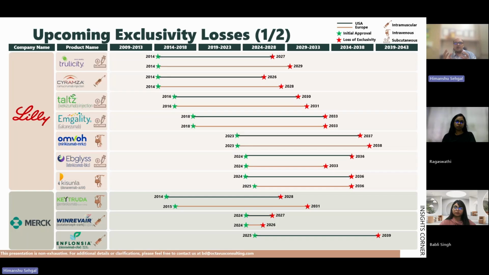So these are exclusivity loss, basically. We have tried to see why. We're talking here about the patent cliffs, and patent cliffs create an opportunity for non-innovator companies, or companies who want to get into biologics, basically. So that creates an opportunity, or how should I say, a chance for them to get into the market.